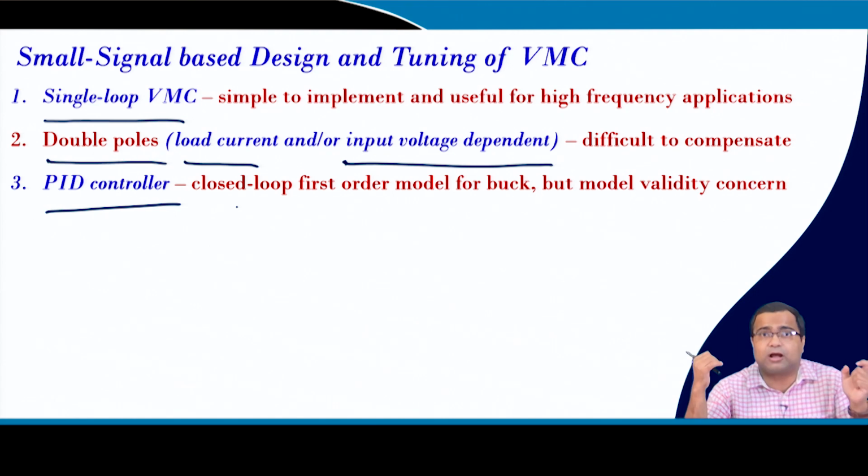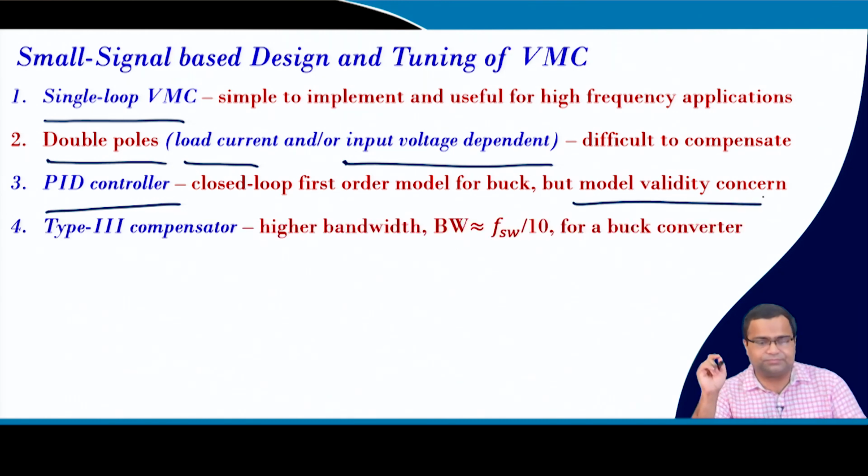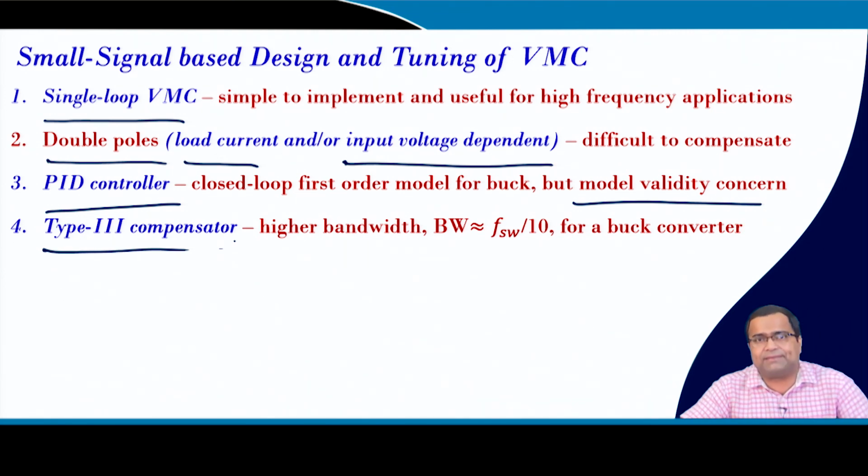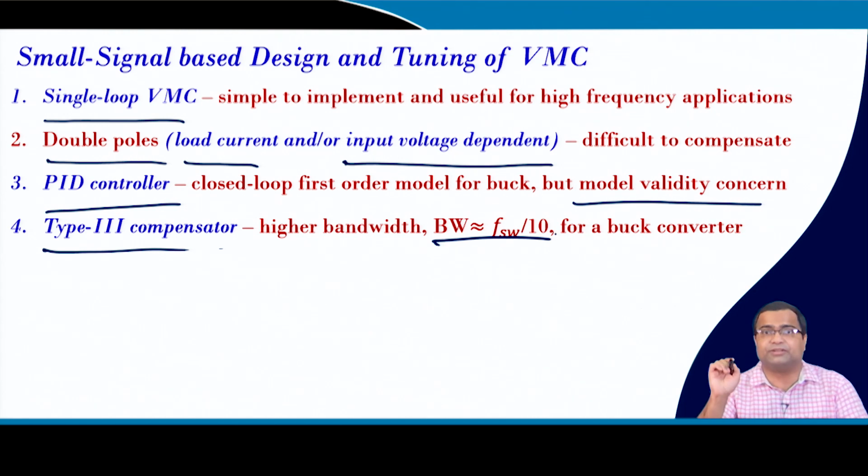and it was intended to achieve a first order model for a buck converter, and we could achieve that even for a low bandwidth solution, but as we tried to push bandwidth, then the model validity was a concern. Then we talked about a type 3 compensator, where we have introduced one additional pole, and that gives us flexibility to independently adjust the crossover frequency and phase margin of a buck converter, and this can also increase the bandwidth of the buck converter up to 1/10 of the switching frequency with very good model validity.